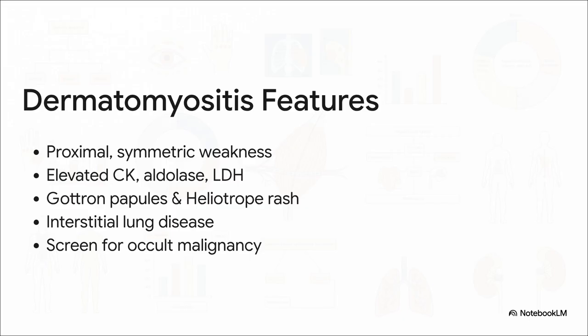But here is the massive exam trap. Dermatomyositis requires an aggressive screen for occult malignancies, like ovarian, lung, or colorectal cancers. We treat these with high-dose glucocorticoids and steroid-sparing immunosuppressants.